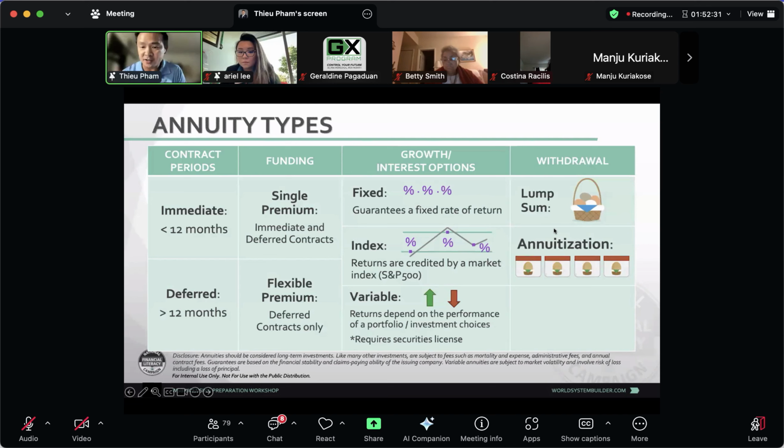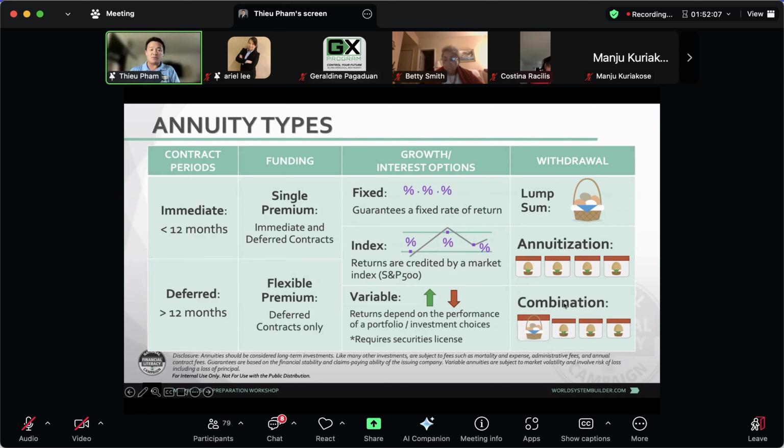Or another way is you can annuitize it. So this is the original way annuity was created: you put in 100K, and in 10 years, you start getting 5,000 a year for the rest of your life until you pass away. Okay. After you pass away, there's no more money. That's called annuitization. And last but not least, some people can do a combination of both. They can take out a lump sum and also annuitize. Okay. So these are the four things you want to be aware of when they ask questions on annuities.